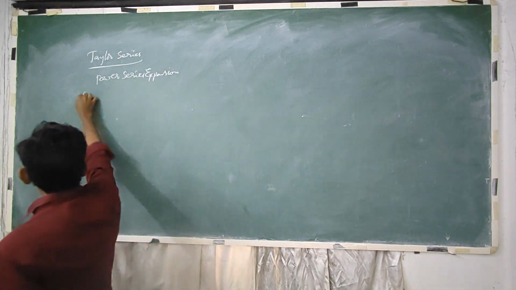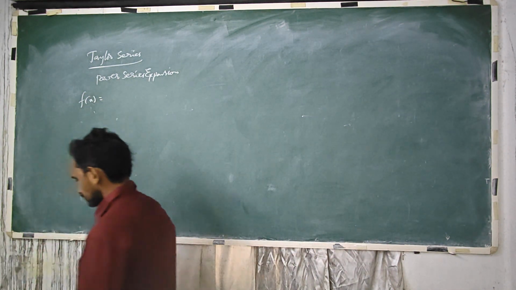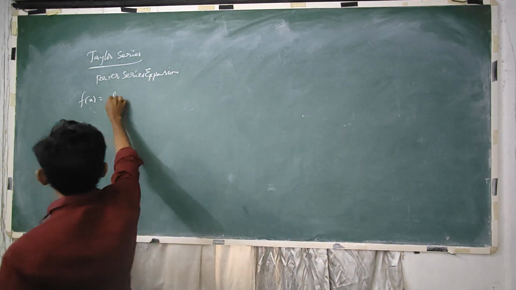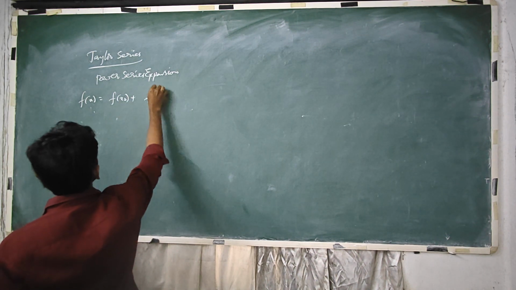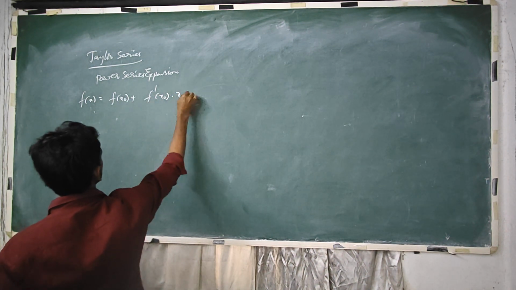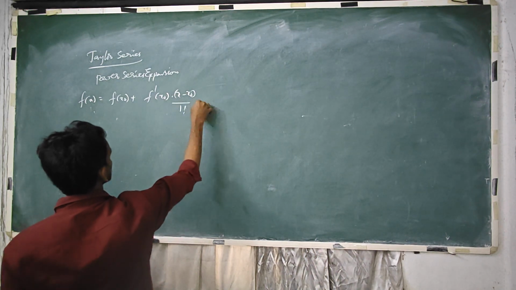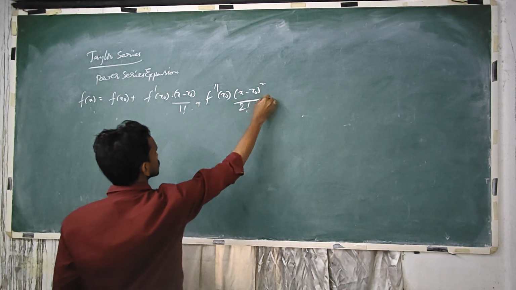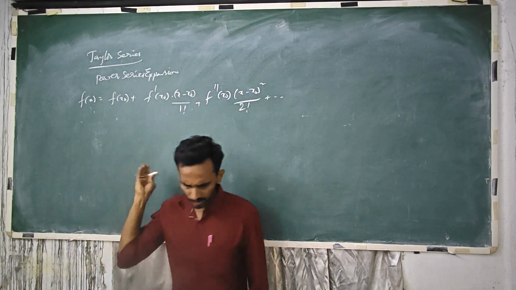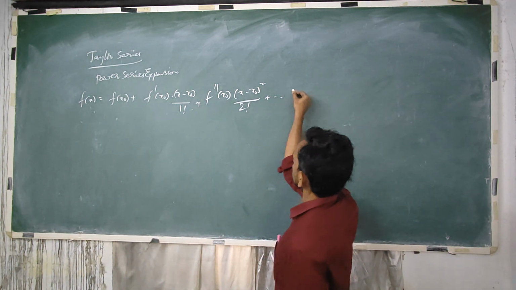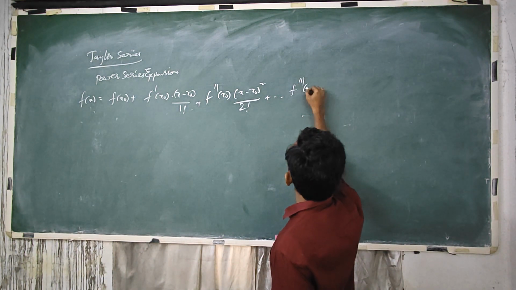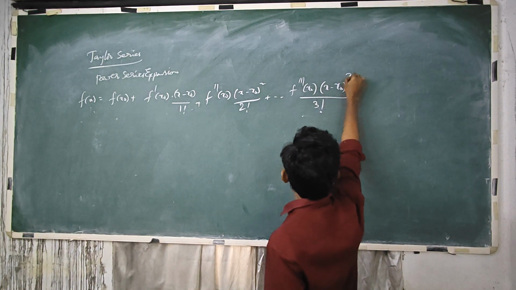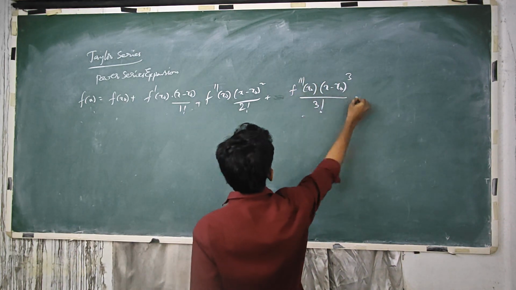So let's say you're given some function, so that can be expanded around a point. Let's say this is f of x0, f dash x0 into x minus x0 by 1 factorial, all other higher order derivatives. So the function continues, up to n factorial, like that.